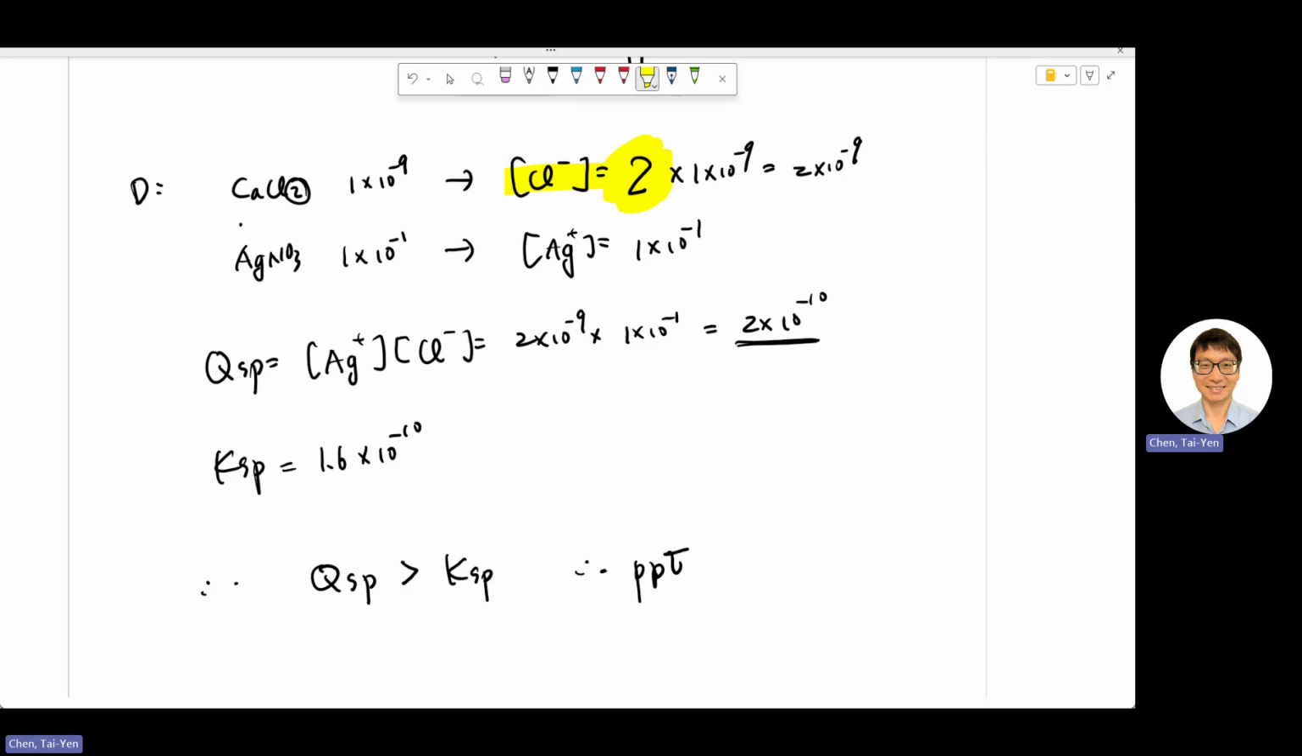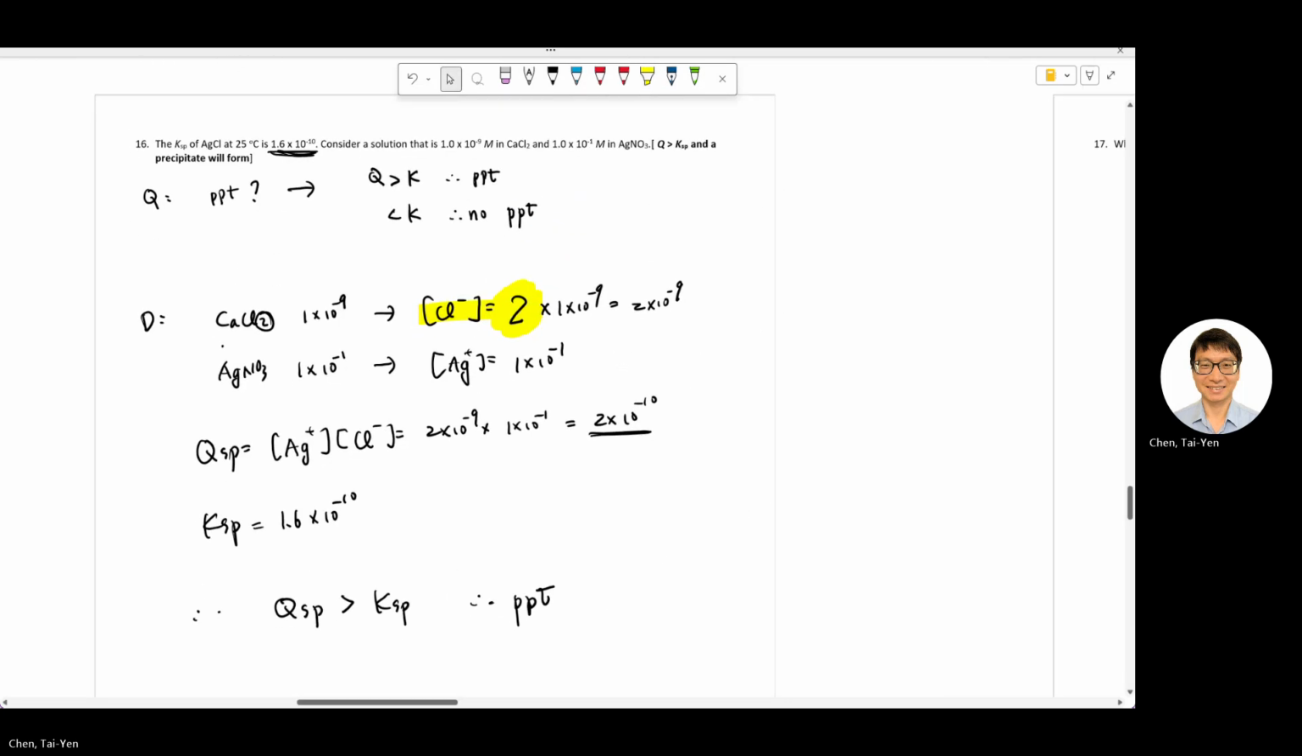Because you can see that the question is carefully designed. If you don't multiply by 2, the number you get will be 1 times 10 to the negative 10, which will be smaller than your KSP. Okay, so this is the most important part that students may miss. But once you understand these things, it should be very, very simple. Okay, I don't want you to lose a point like that. Okay, so this is what you should know for this specific type of question.